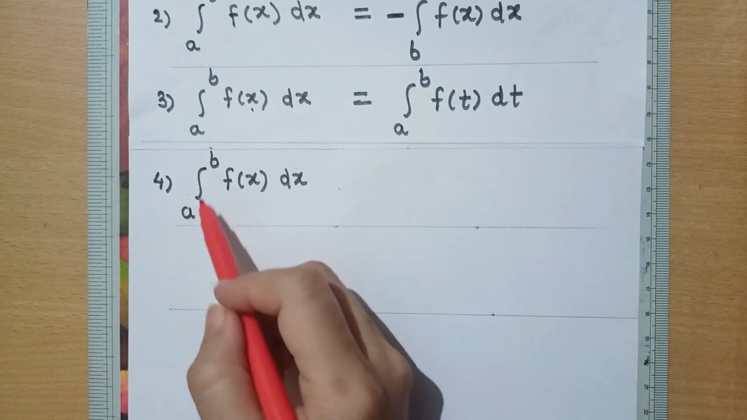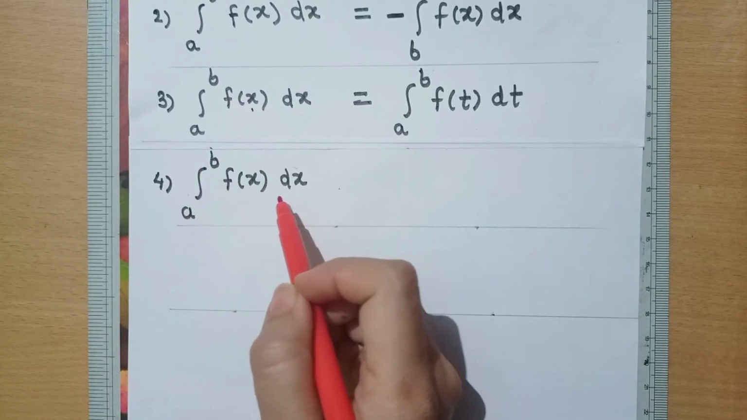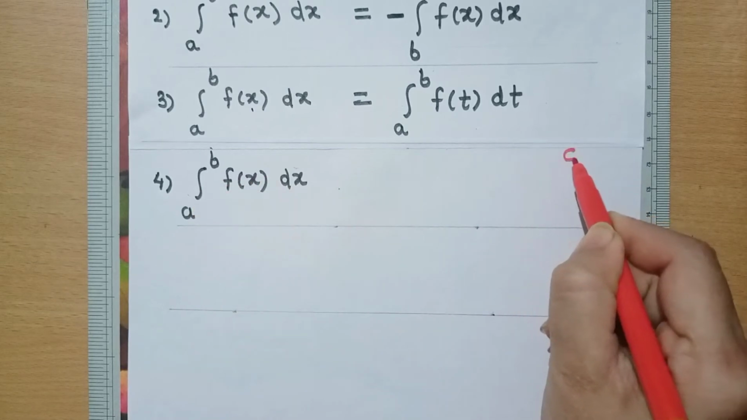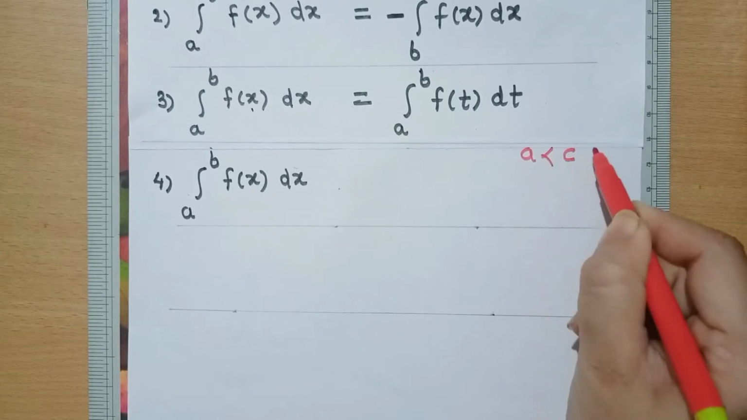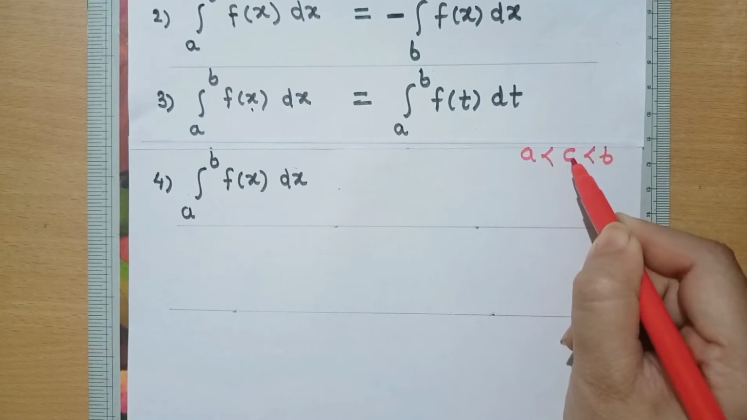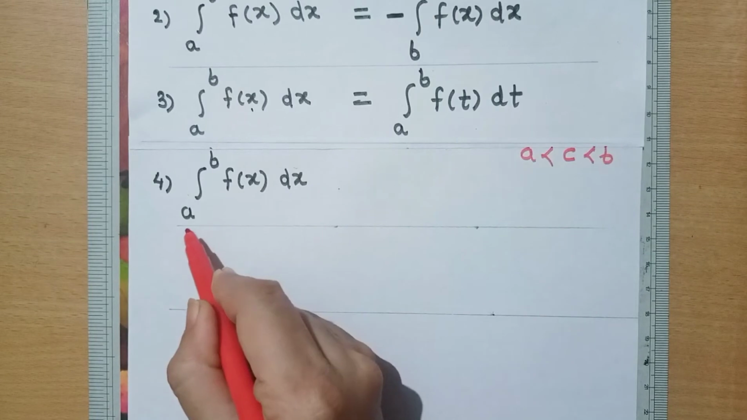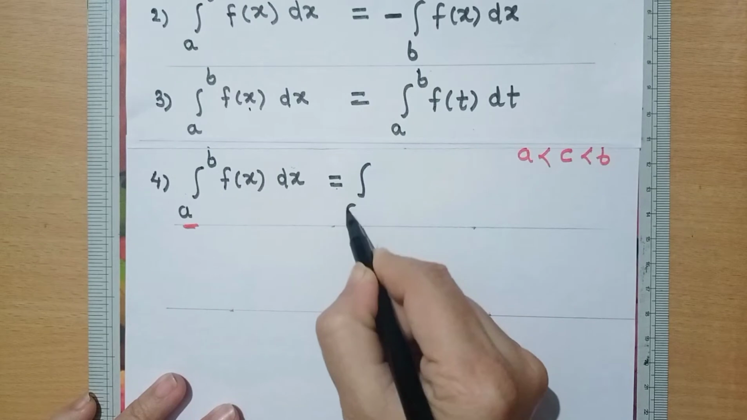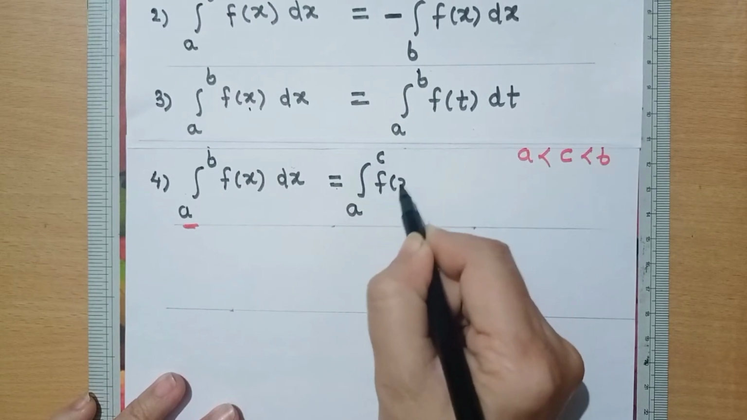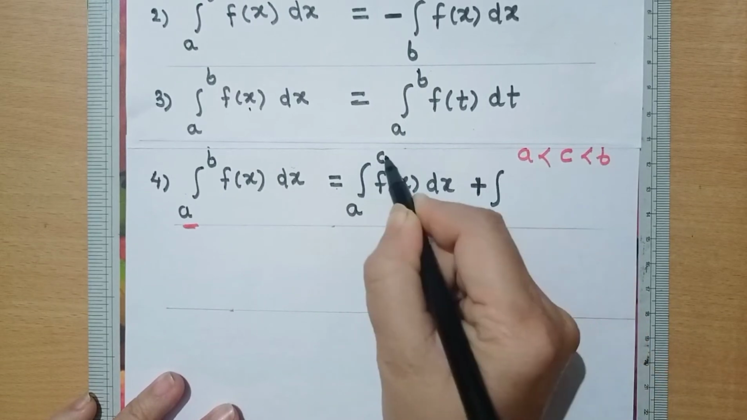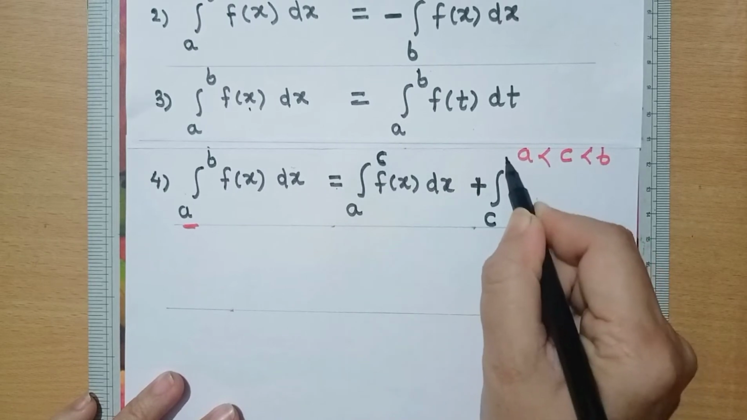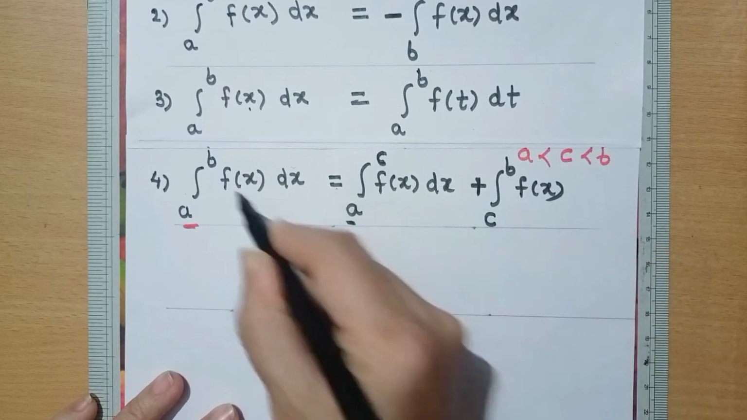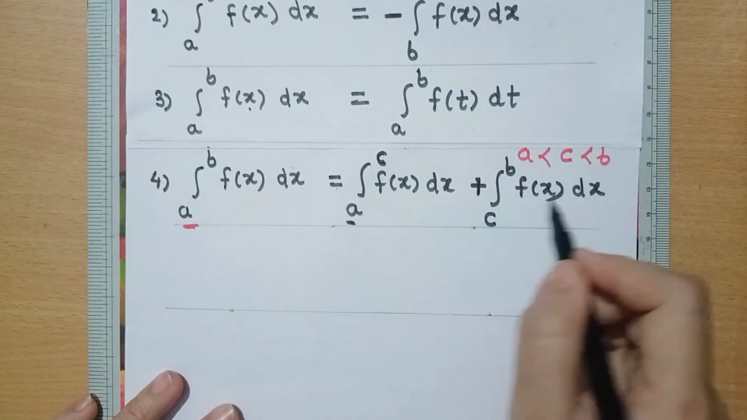Fourth property is integration a to b f(x) dx. Then this is equal to, if we take the point c lying between a and b, so here a is less than c is less than b, then we have to split this integration as a to c f(x) dx, here we will write plus, and again we will write c to b. That means this is lower limit, this is upper limit. You can split the given definite integration as this.